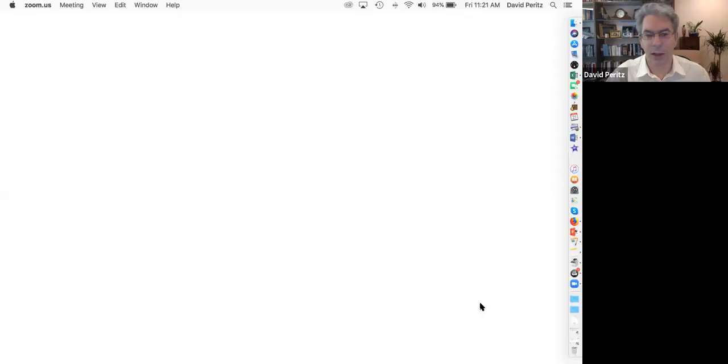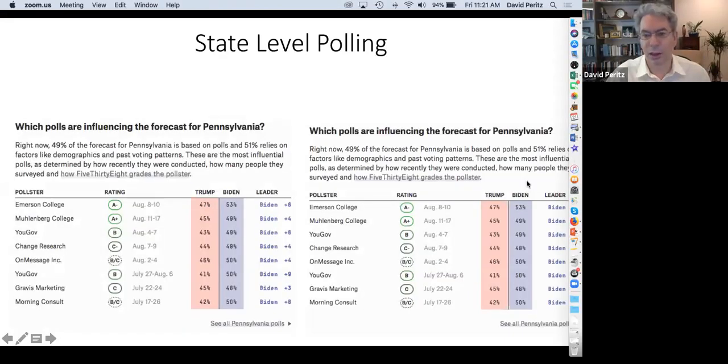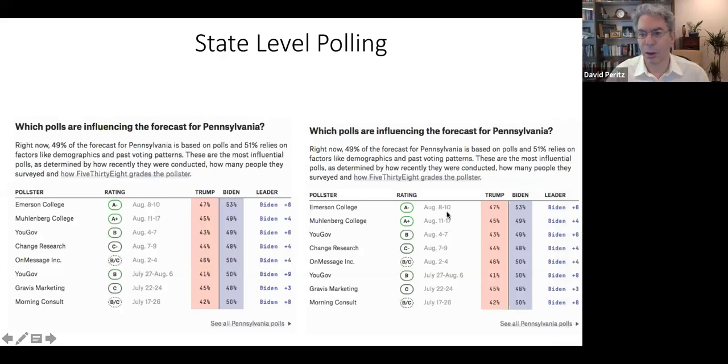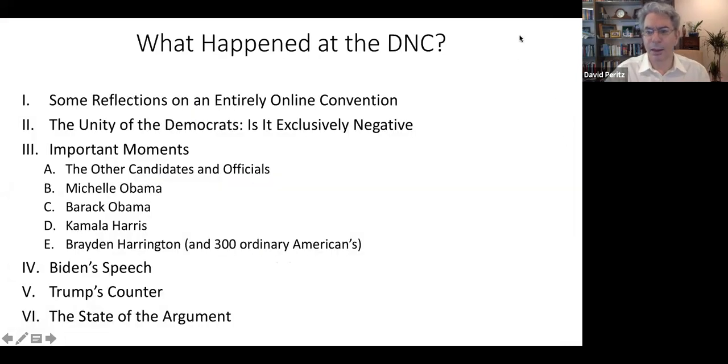So let me get back to the presentation and just point out to you that the data from Florida is not as robust for Biden. The majority of the polls show Biden leading in Florida by around 4 to 6%, but there are some polls that also show Donald Trump in the lead or a dead heat. So that's just to give you a sense of the state of the election right now. And I wanted you to have that background to then think about what happened at the DNC.